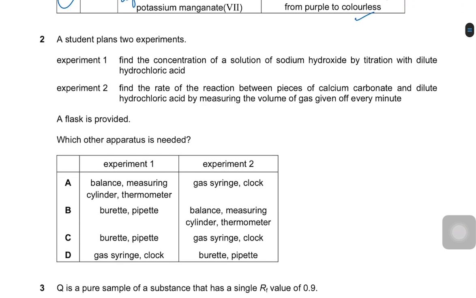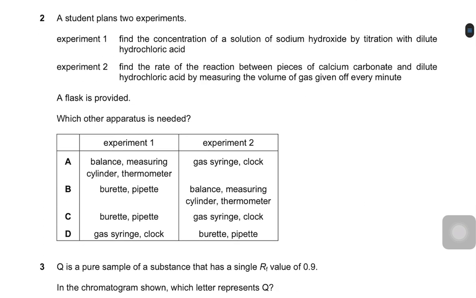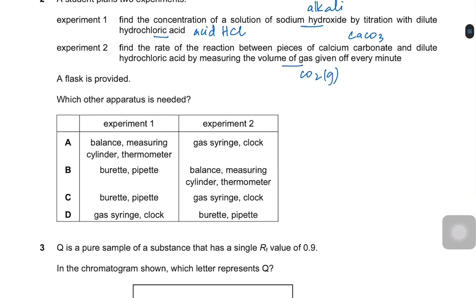It says a student plans 2 experiments. Experiment 1, find the concentration of a solution of sodium hydroxide, which is an alkali, by titration with dilute hydrochloric acid, which is obviously an acid, HCl. And then experiment 2, find the rate of the reaction between pieces of calcium carbonate and dilute hydrochloric acid by measuring the volume of gas given off. If I'm not wrong, the gas would be carbon dioxide gas. A flask is provided. Which other apparatus is needed?